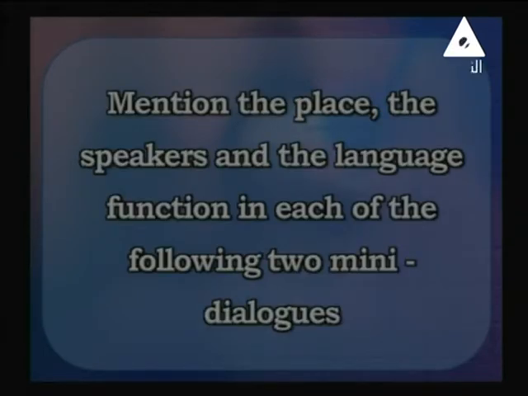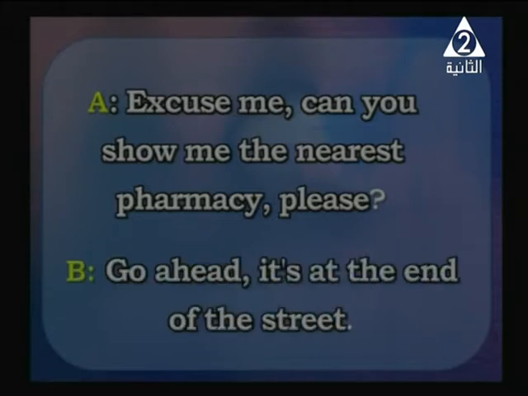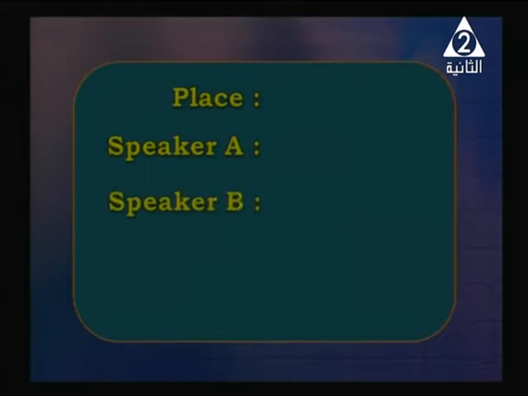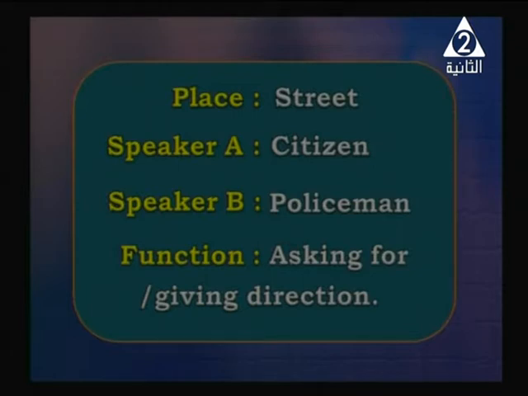Mention the place, the speakers, and the language function in each of the following 2 mini dialogues. Excuse me, can you show me the nearest pharmacy, please? Go ahead, it's at the end of the street. The place is the street. Speaker A, citizen. Speaker B, policeman. And the function is asking for or giving direction.